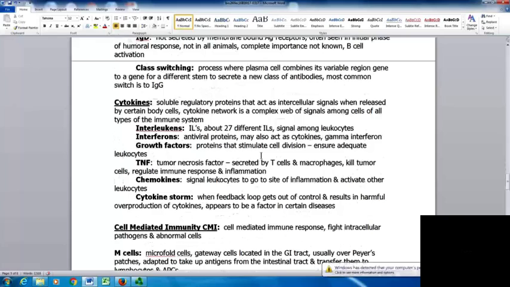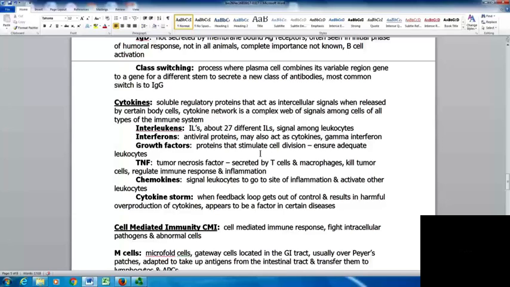So cytokines, these are soluble regulatory proteins that will act as intercellular signals when they're released by certain body cells. So the cytokine network is a complex web of signals between all the cells of the immune system. Your interleukins, or ILs, these are about 27 different types. They provide signals among the leukocytes.